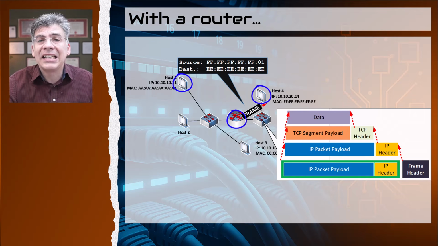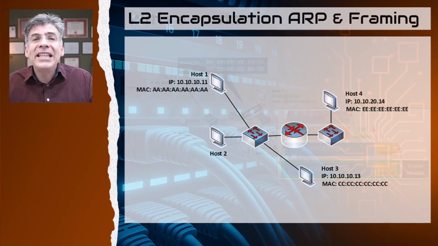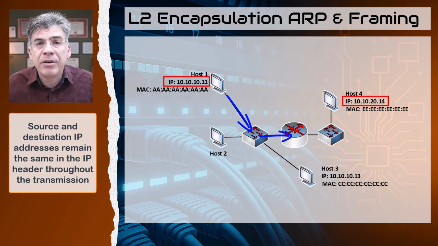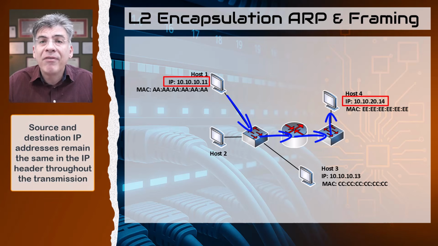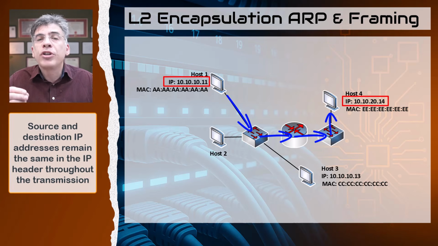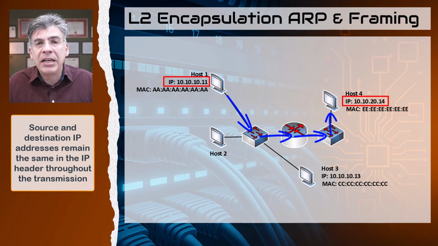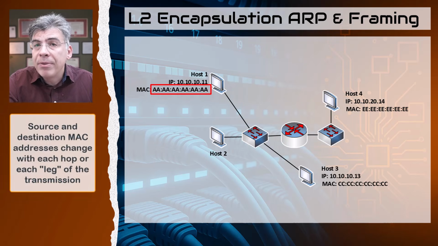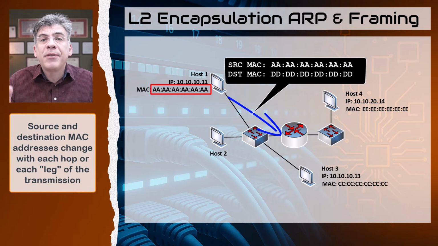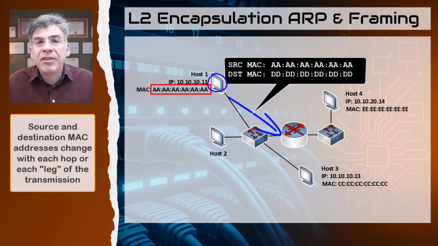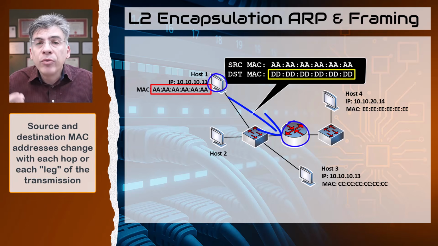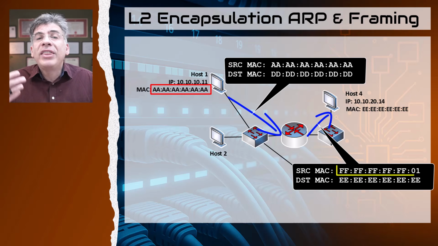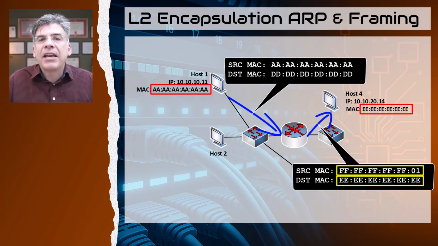Now, a couple of things I'd like to point out here. First, you can see that the source and destination IP addresses remain the same for the whole duration of the transmission. IP addresses at layer 3 provide end-to-end communication from host to host, and that's why those addresses remain unchanged. The source and destination MAC addresses, however, change at each hop. The ARP process must take place from host 1 to find the MAC address of the default gateway, and then when the router routes the packet, it must re-encapsulate it into a new Ethernet frame with a new source and destination MAC on this leg of the communication.